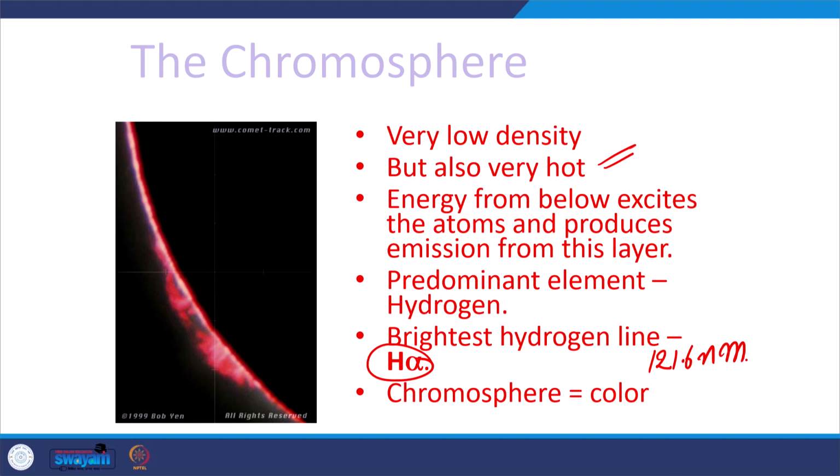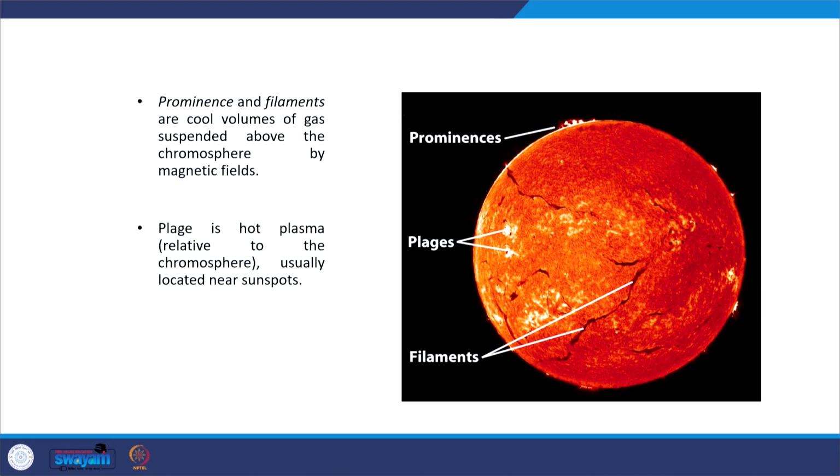And why do we call it the chromosphere? Chromosphere basically refers to color. That's why we name it the chromosphere. Okay. And now moving away from the photosphere, we have to remember the prominences or the filaments that you see on the visible disk. These filaments are these features like you see here. These visible prominences are called plages.